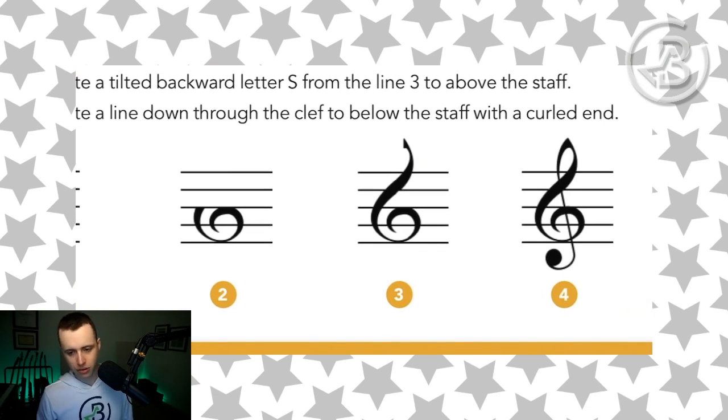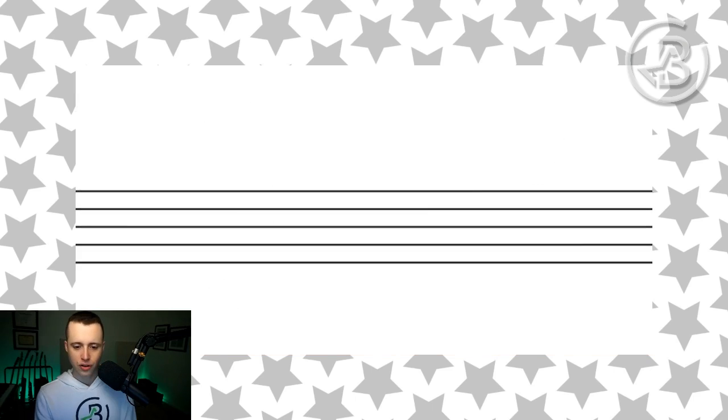Step 3 is going to write a backwards S going up above the staff. And line 4, you draw a line straight through the treble clef down to the bottom. So we're going to write a couple treble clefs here together. Let's start by putting our pens or pencils on line 2 of the staff and going line 2 up to line 3, back down to line 2.